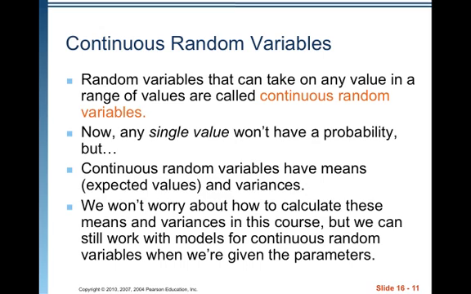All right, continuous random variables. Random variables that can take on any value in a range of values are called continuous random variables. Now, any single value won't have a probability, but you can still find the mean, the expected values, and the variances. We won't worry about how to calculate these means and variances in this course, but we will still work with models for continuous random variables when we're given the parameters. So you have to be given the mean and the standard deviation, or the mean and the variance.